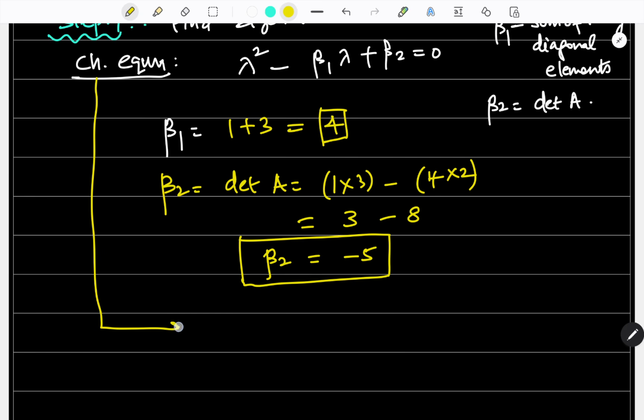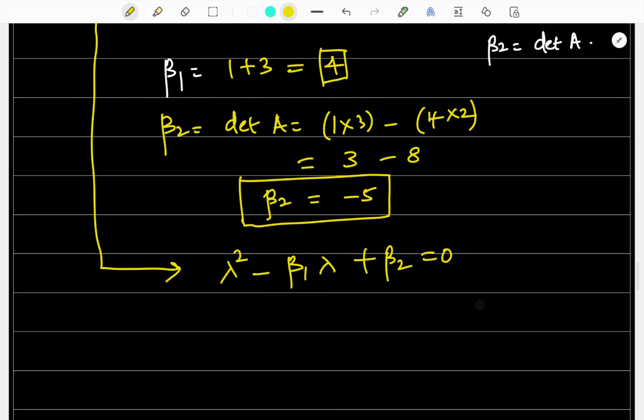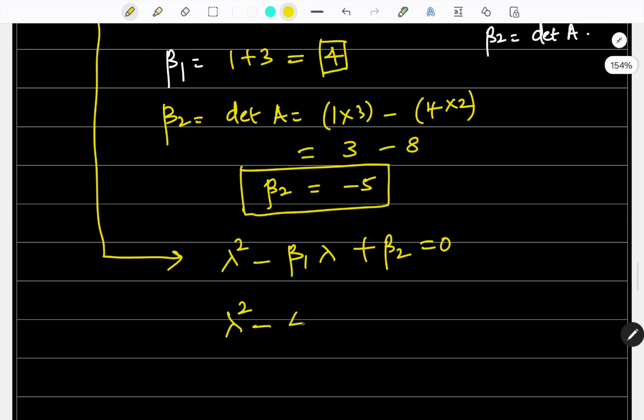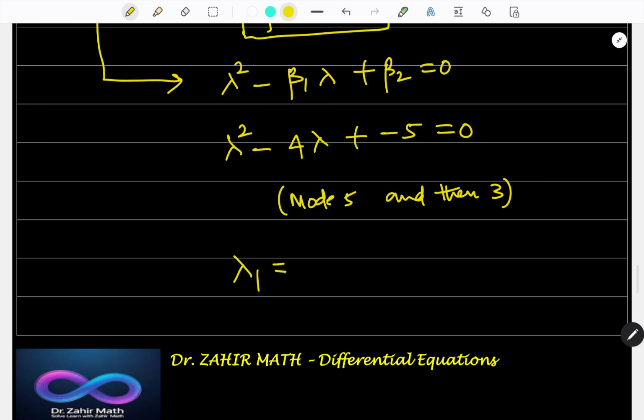Let me go to the characteristic equation, lambda square minus beta 1 lambda plus beta 2 equal to 0. Teacher, I don't like beta 1, beta 2. Can I write A, B, or A1, B1, or A2, B2? Anything you can use, because they are constants. Nothing to worry about. So this is lambda square minus 4 lambda minus 5 equal to 0. Now you need to go to the calculator, use mode 5 and then 3. Then you will get lambda 1 equal to, let me use the calculator, one minute.